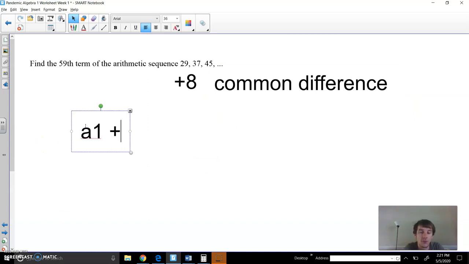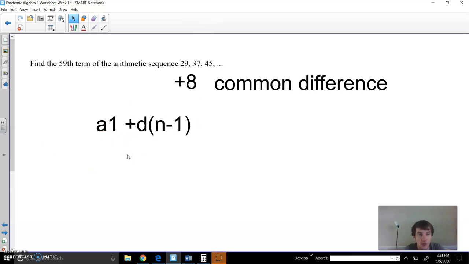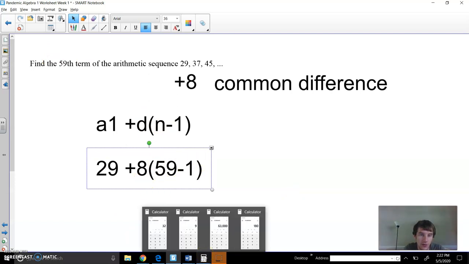So we have a little formula here, and this formula is used when you have an arithmetic sequence and you know the first number. For example, the first number is 29. And that common difference, that's what the variable d represents, and in this case is 8. And I'm looking for the 59th term, and so basically I want to plug in 59 for the n term and just calculate to see what this all comes out to be.